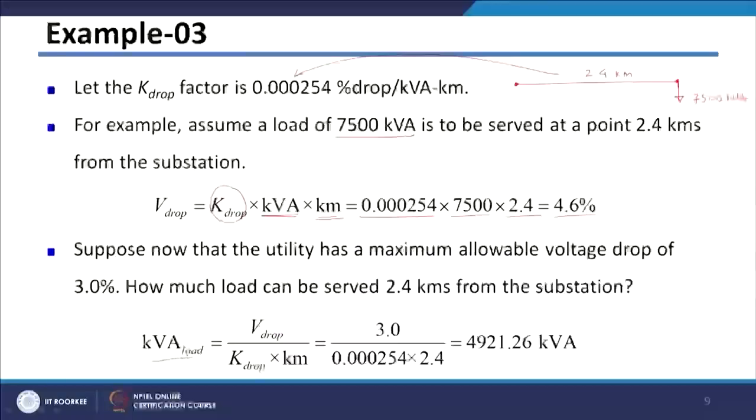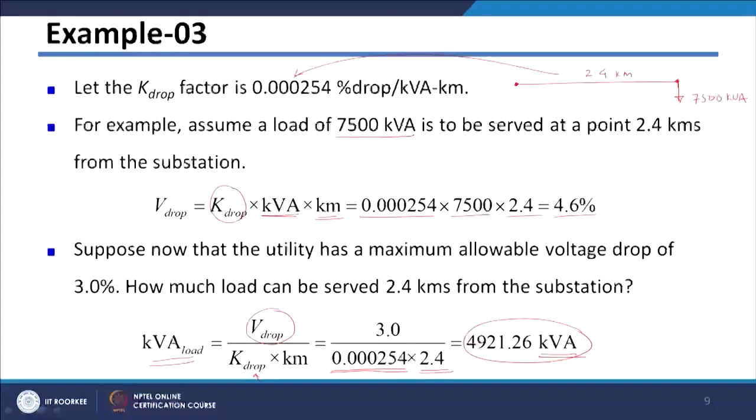That can be easily calculated here. So, the load that can be served without violating the limit of 3%. The voltage drop limit is now 3%, so V drop I can put as 3%. Then the K drop factor of this feeder we know, which I put here, 0.000254, and the length of the feeder is 2.4 kilometer. From this we can easily calculate the maximum kVA which can be served by this feeder, which is 4921.26 kVA. If the kVA is more than this, your voltage limit will get violated.